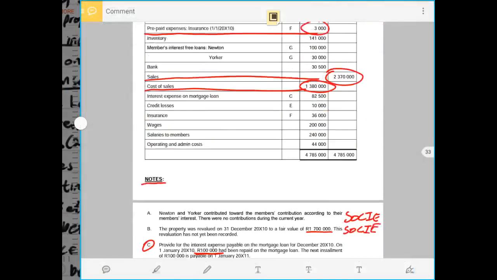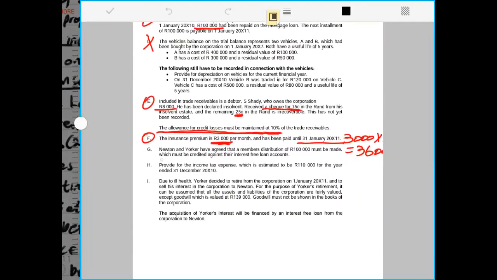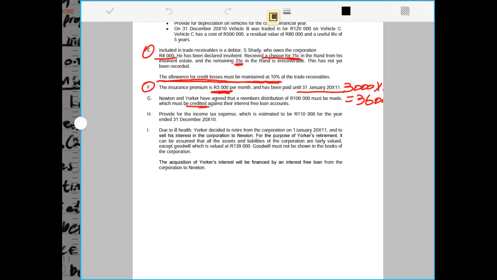So we have the next adjustment, which is supposed to be G. Adjustment number G says Newton and Yoka have agreed that a member's distribution of 100,000 must be made, which must be credited against their interest-free loan accounts. So now that means we have to take the 100,000, we split according to the members' interest, and we credit that against their loan accounts. And if you remember, in the trial balance, we had loans for these members. So now when we do that calculation, we'll have to show it. Let me just do it here.